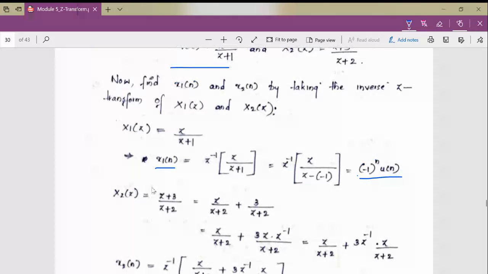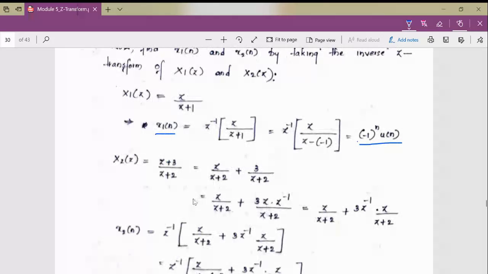So it is x2 of z. x2 of z is (z plus 3) divided by (z plus 2). Okay, so again I am splitting that into two parts, z by z plus 2 plus 3 by z plus 2. Okay, so here we got one part, z by z plus 2.